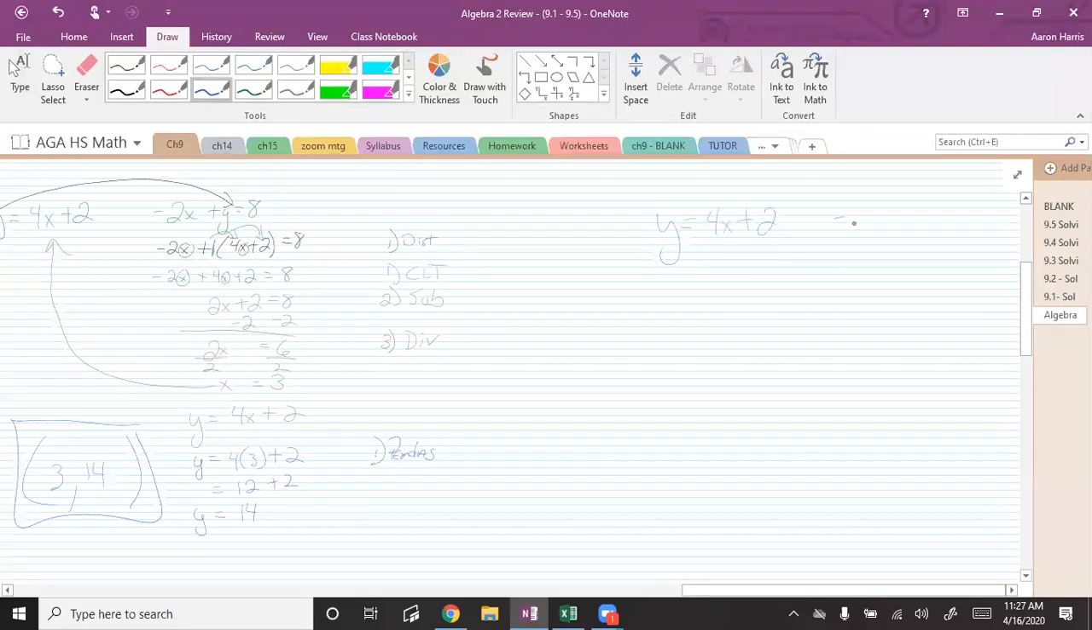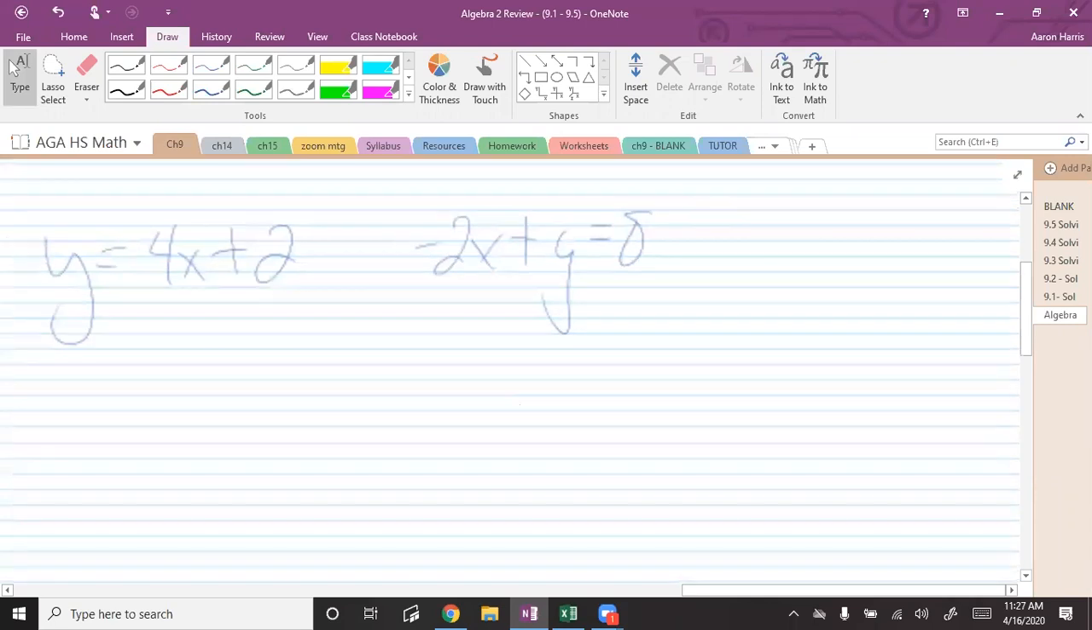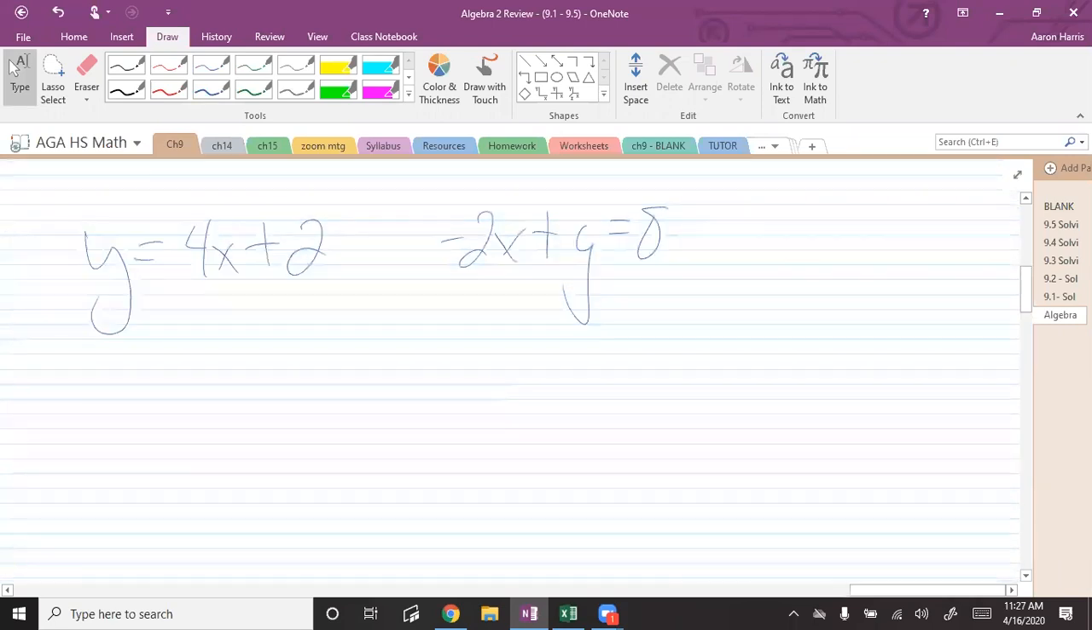I had negative 2x plus y equals 8. Are these in the same form? No. One is slope intercept form, one is standard. So watch what I do. I'm going to put negative 4x, negative 4x. What did I just do? You moved it to the other side.